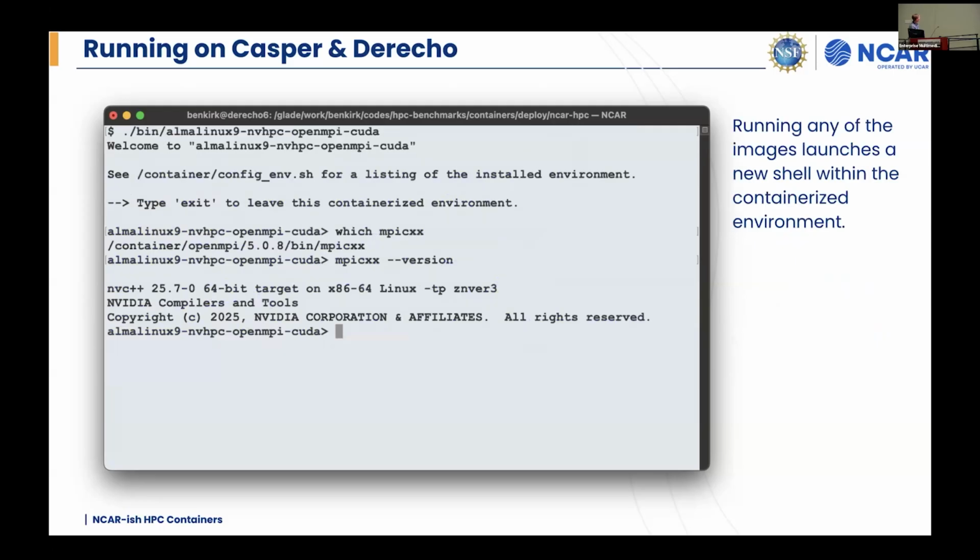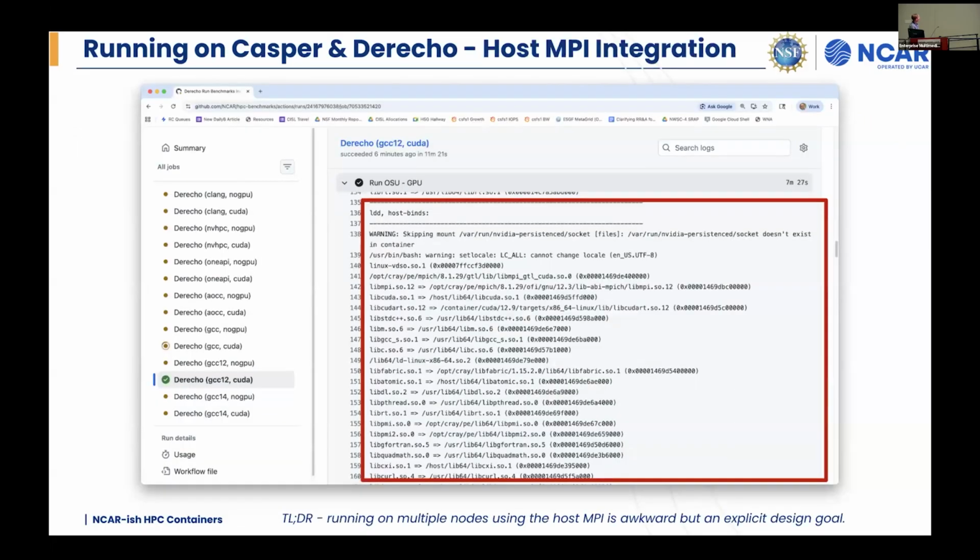So for example, I'm launching the NVHPC container with OpenMPI and CUDA. It tells me how to query the environment, and then sure enough, I've got NVHPC 25.7, et cetera. It's complicated, so I don't want to go into too much detail, but the design condition is we want these to work with the host MPI integration on Casper or Derecho or wherever. And it does. The way that gets done is a little wonky. Basically, you require that you build an MPI inside the container, which is ABI compatible, binary interface compatible, with whatever is on the host. And that's taken care of by us.